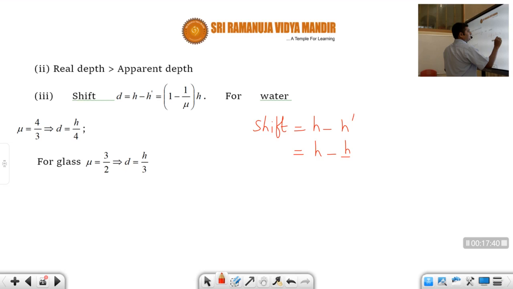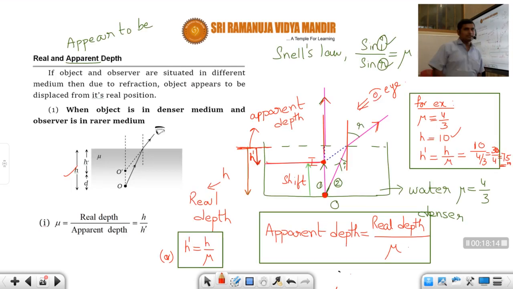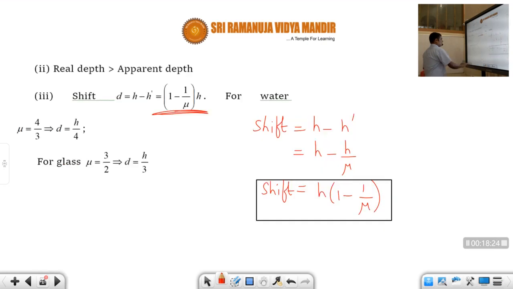Okay. So now suppose let's say some glass is there of mu 3 by 2. Just now I gave you the example of water also. When the object is in water and the depth of the object in the water is 10 meters, at what height you will see from the surface? H dash equal to 7.5 meters. Okay, students, I hope you understood this one. Next one.